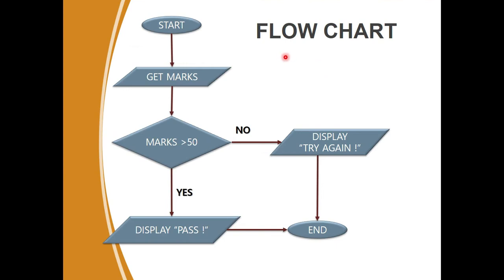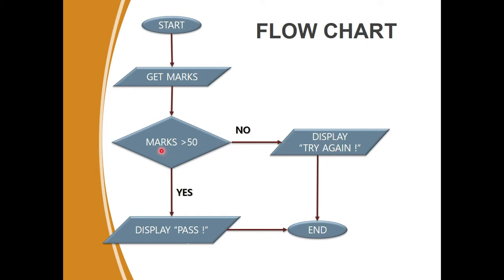Let's represent these steps with a flowchart. In the flowchart, this is the starting point and this one is the ending point. In between start and end, we write all the steps we need to follow. In our example, first we get marks from the user, then we check those marks with the condition. If this condition is true, then one path will be carried out. If this condition is false, then the other path will be carried out.